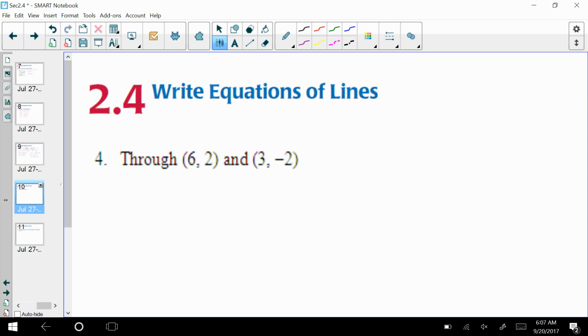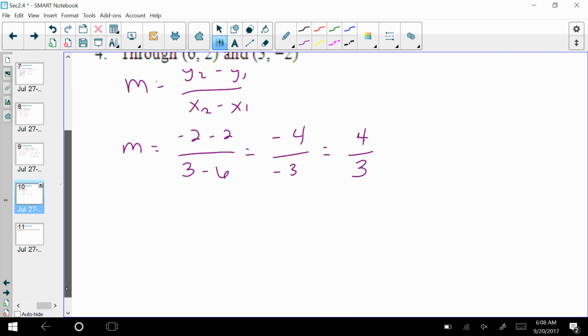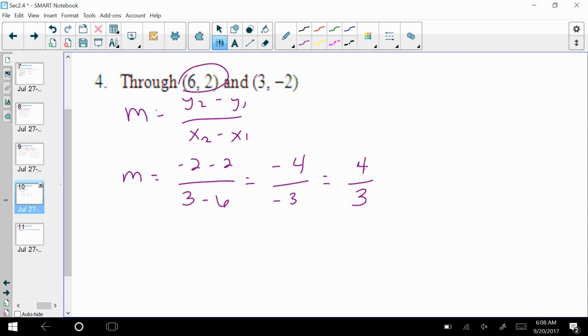And then lastly, if we're given 2 points, we need to find the slope first. So m equals y2 minus y1 over x2 minus x1. So -2 minus 2 over 3 minus 6. We get -4 over -3, which is the same as 4/3. Once we have our slope, then we can use point slope form, and we can pick either one of these points. Again, I usually just use the first one, but it really does not matter which one you use.